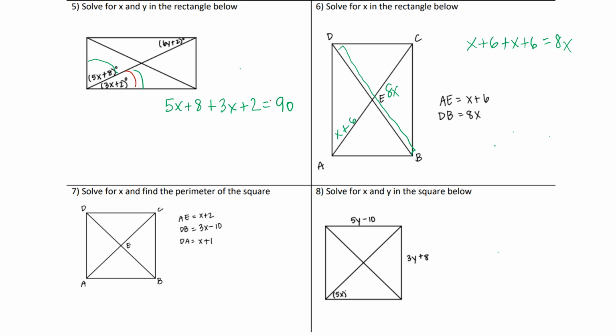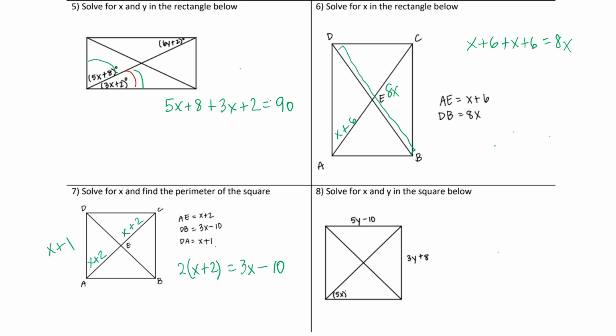And then number 7, because I know that this is a square, I know that if I do 2 times AE, if AE is x plus 2, then EC would also be x plus 2. So I know that 2 times x plus 2 should be equal to 3x minus 10. I can solve for x, and then I can figure out what one side length is. So DA is x plus 1, and then I can find the perimeter from there.